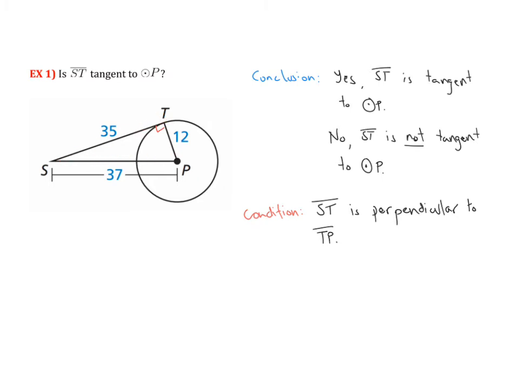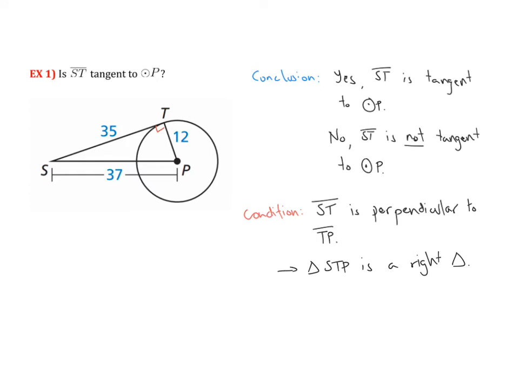So what we're actually trying to prove here is that triangle STP is a right triangle. Because if it is a right triangle, then the segment is going to be tangent, because I will have the perpendicular segments that I wanted.